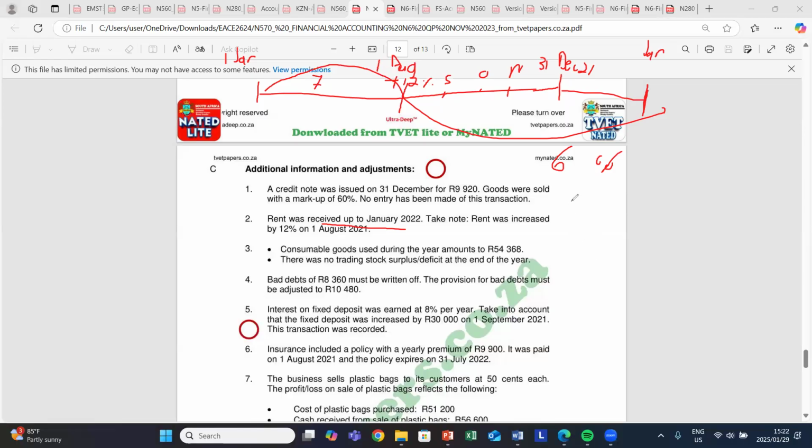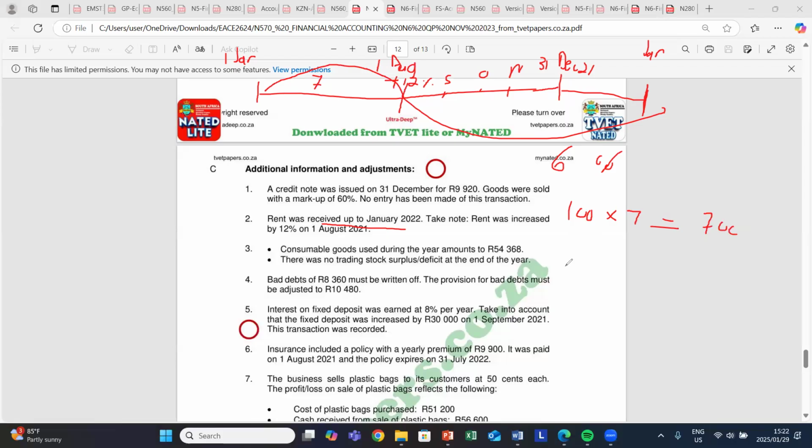Before the increase, what was paid? Before the increase, I was paying 100%. Now, see, 100% multiplied by 7 months. For 7 months, I was paying 100%. And then when you say 100 multiplied by 7, you will get 700.